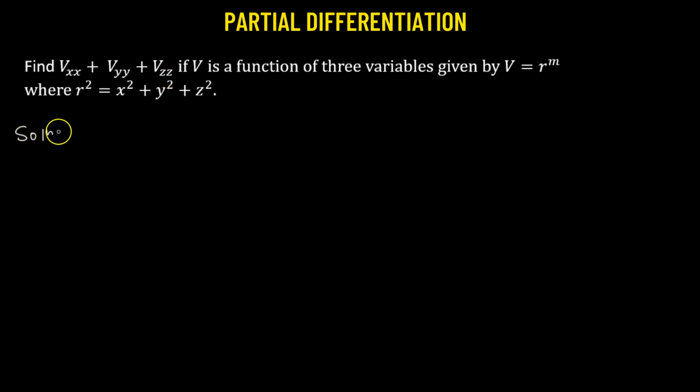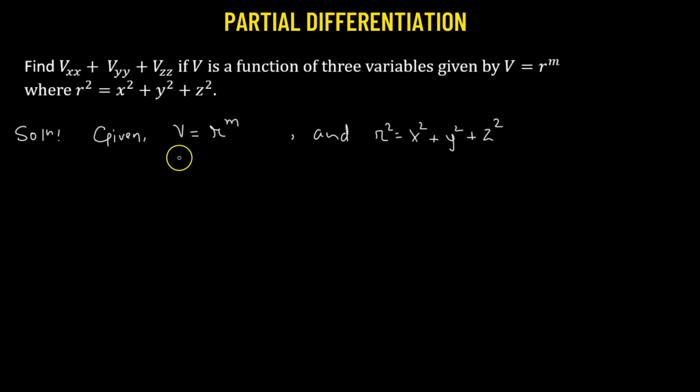So let's begin. Here we are given the function v equals r raised to the power of m, right? And we are also given that r squared equals x squared plus y squared plus z squared. Now what we'll do is take the partial derivative of our function v with respect to x. So this will be equal to partial with respect to x of r raised to the power of m.